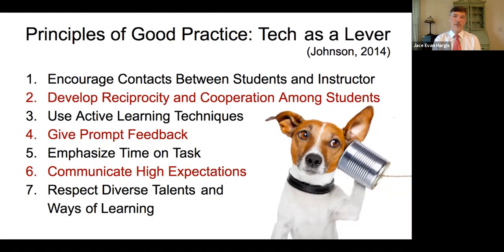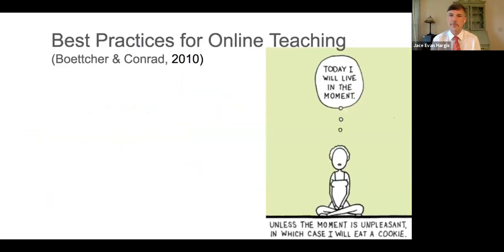Active learning, prompt feedback, none of these things are really odd or unusual, but I would challenge all of us to sit down and look at your plans, look at your strategies, and determine if you're accessing and using all of these at some point throughout. Those are basically things that we thought about with effective teaching in general, and we overlaid the tech lever.